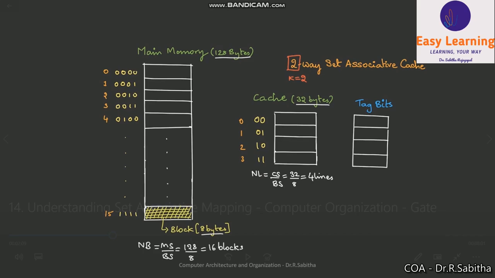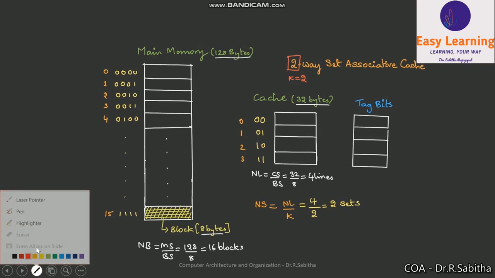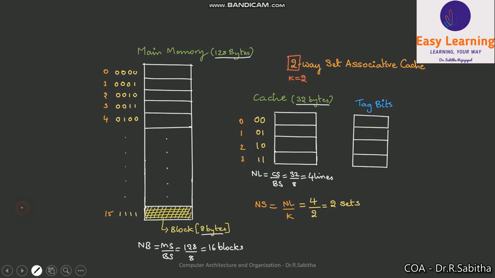Since we have used k-way associative, let us take the value of k as 2. So it is a two-way associative cache. We are going to combine two lines in each set. So the number of sets is equal to the number of lines divided by k. The k value is 2 because we are using two-way associative. The number of lines in this cache is 4, and 4 divided by 2 is 2 sets. So we will have 2 sets, set 0 and set 1.